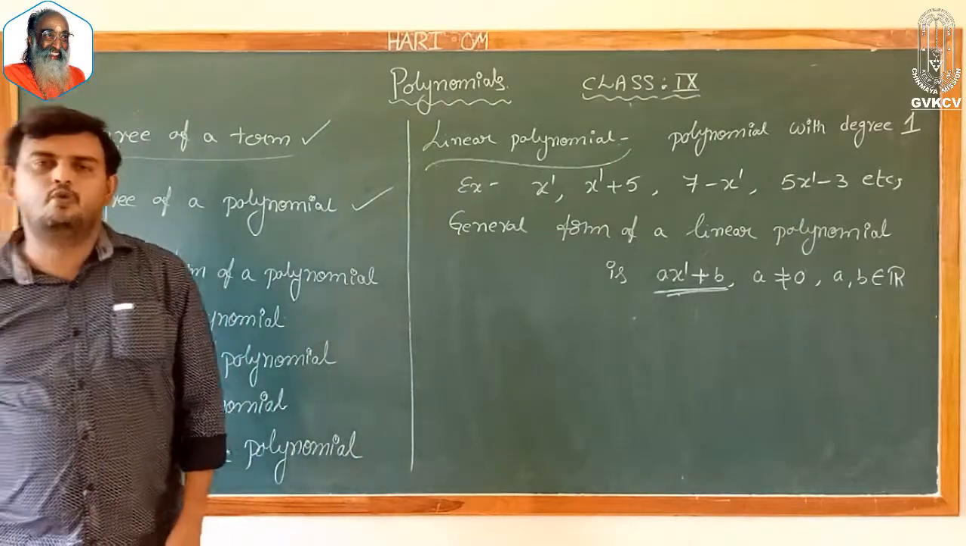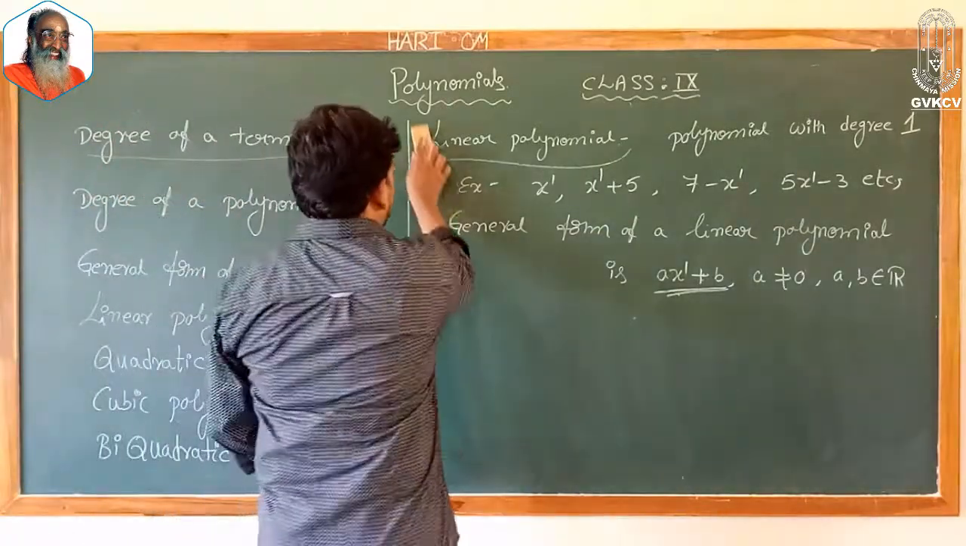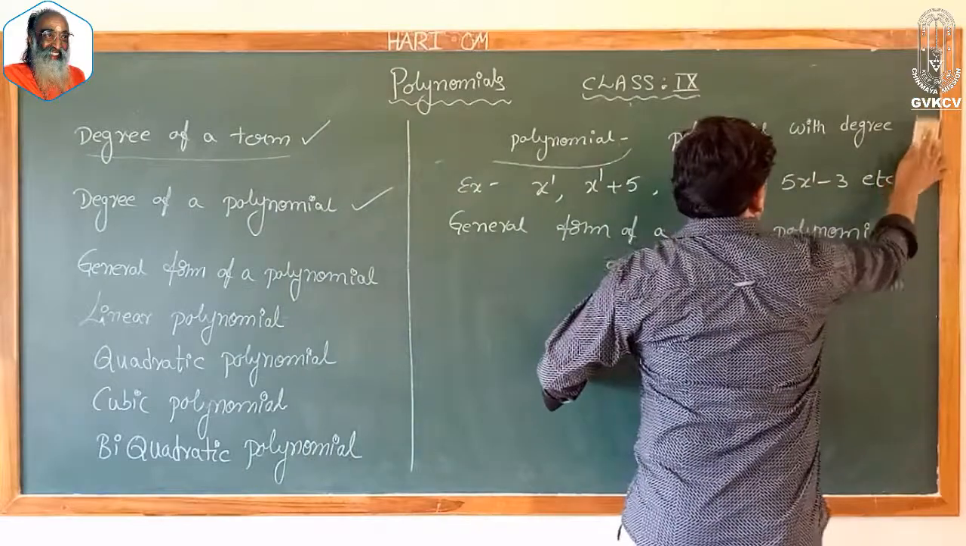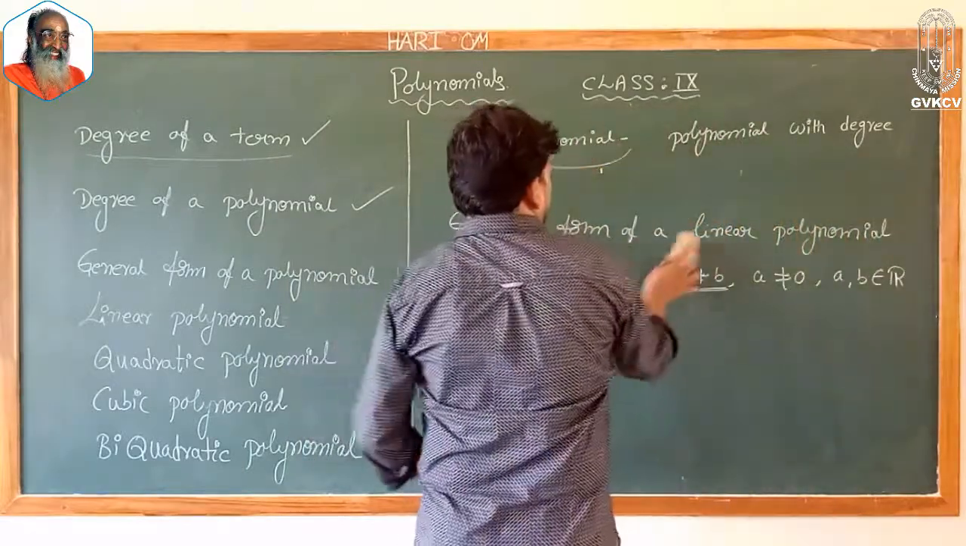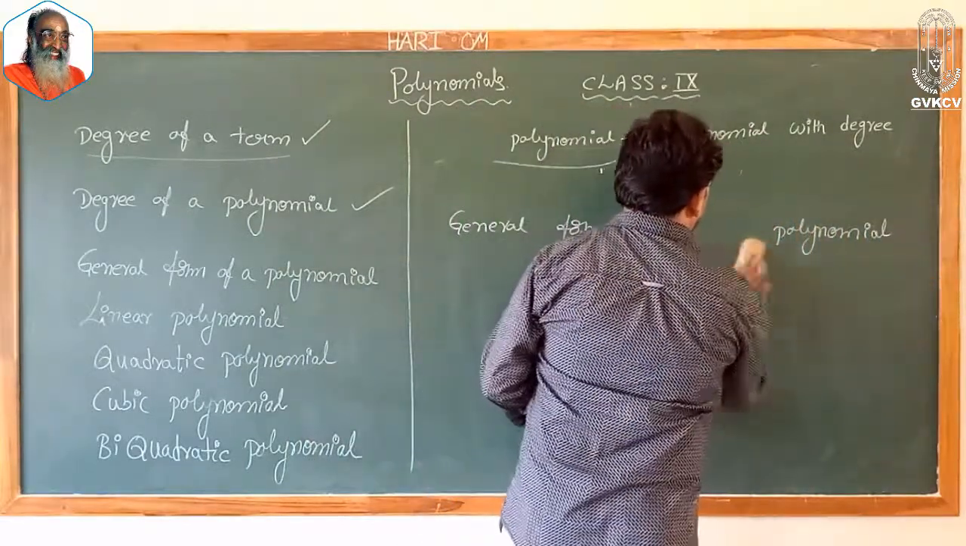Next we have quadratic polynomial. Next one what we have? Quadratic polynomial.